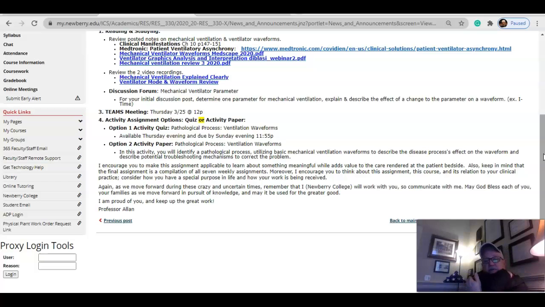I encourage you this week to try to make this work that we're doing in our classes applicable to what you do at the bedside. Remember that the final assignment that you're going to be doing is a compilation of all 7 weeks, which then has to relate to your capstone project that you've identified. But again, I can't help but stress it's always better to take the course information that we're talking about and relate it to your clinical practice, how your work is being received, because it's important. We want to make what we're doing here in the BSRT program relevant.